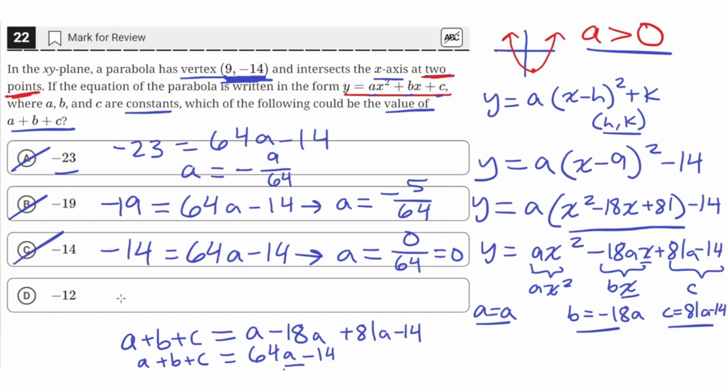Finally, if we plug in negative 12 for a plus b plus c equals 64a minus 14, this implies that a is equal to 2 over 64, because negative 12 plus 14 is equal to 2, and 2 over 64 is a positive number. So only answer choice D can be correct, because a plus b plus c equals negative 12 implies that a is a positive number. So D is correct.